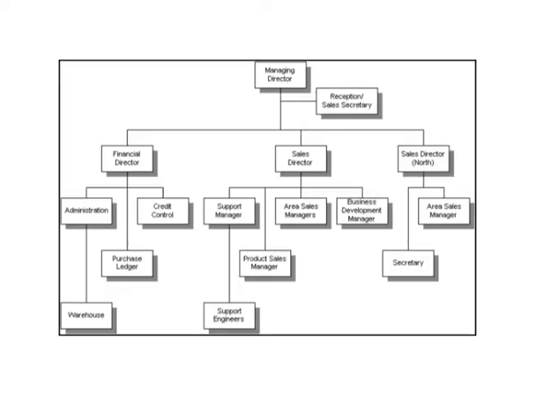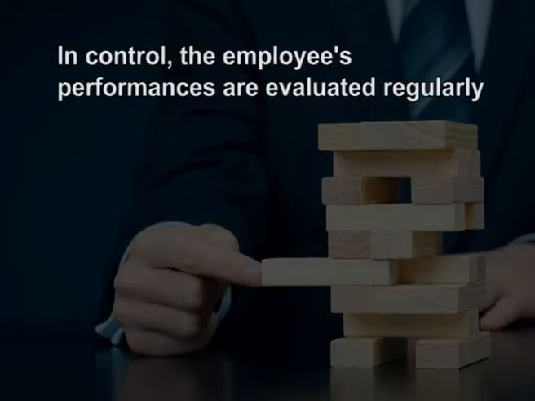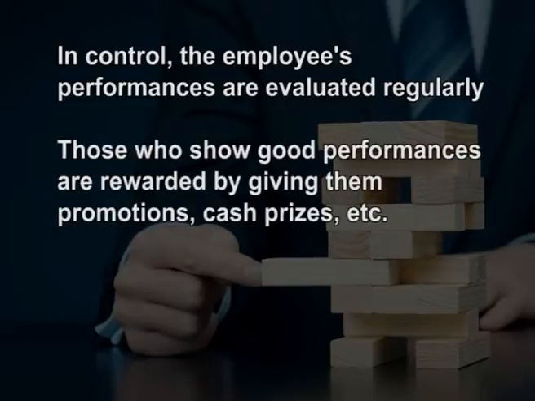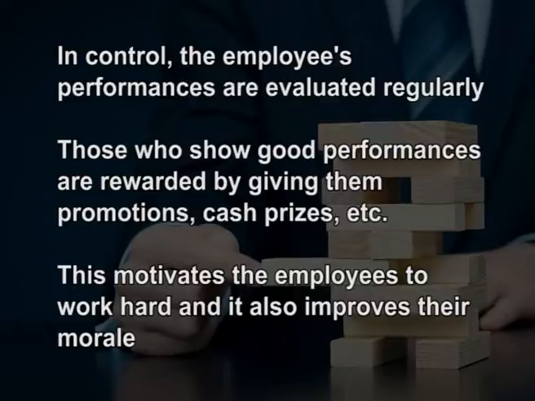Control guides operations. Control fixes certain standards. All the work has to be done according to these standards. So, control acts like a traffic signal. It guides all the operations of the organization in the right direction. Control motivates employees. In control, the employees' performances are evaluated regularly. Those who show good performances are rewarded by giving them promotions, cash prizes, etc. This motivates the employees to work hard and it also improves their morale.